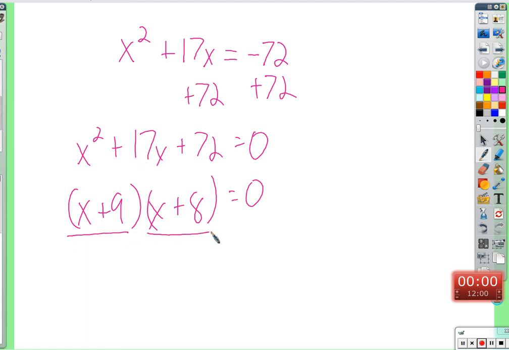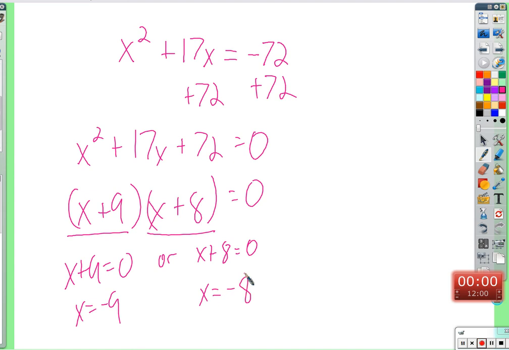Here we go. A number times another number. That's very important. The product is zero, which means one of the numbers is zero. X plus 9 equals 0, which means x is equal to -9. Or x plus 8 equals 0, and x equals -8. So if it doesn't equal zero, move some stuff around until it does equal zero, and then factor.